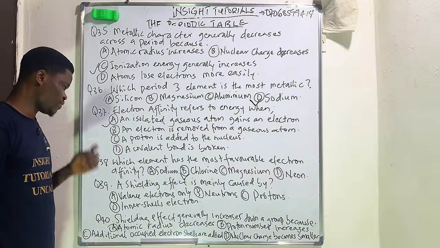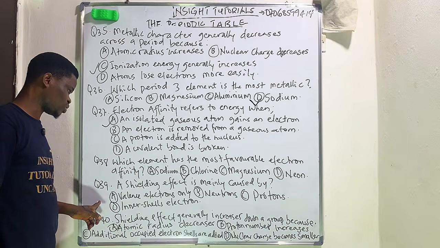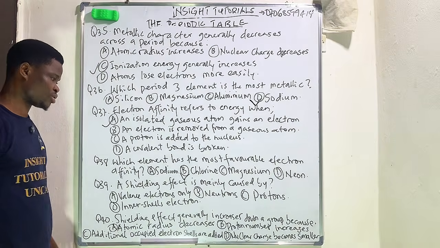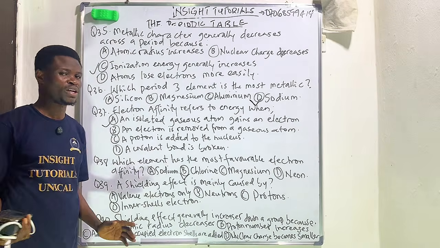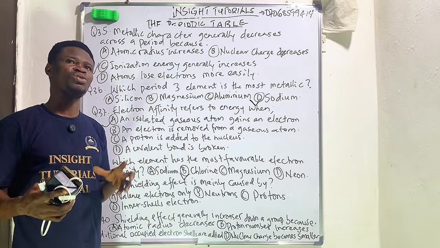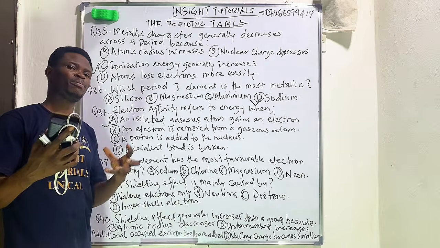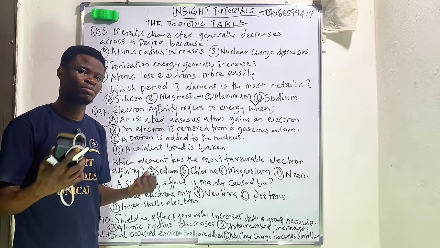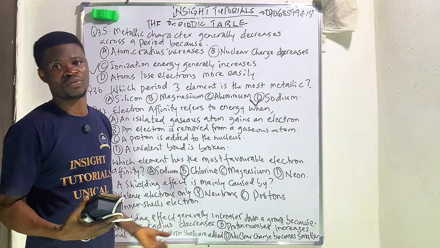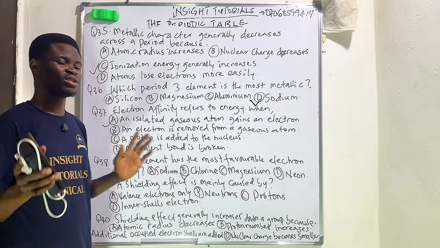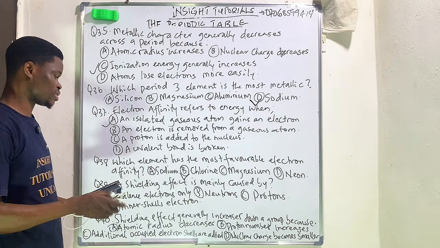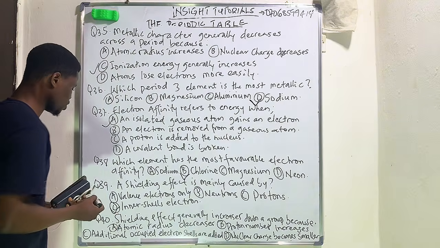Question 39 says a shielding effect is mainly caused by A, valence electrons only, B, neutrons, C, protons, D, inner shell electrons. When you hear the word shielding effect, what causes that is the inner shell electrons. Inner shell electrons reduce the pull or the attraction of electrons to the center of the nucleus of an atom. So what enhances shielding effect is particularly the inner shell electrons. You have to take cognizance of that. So option D is correct.